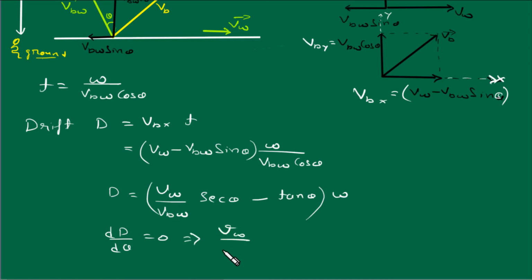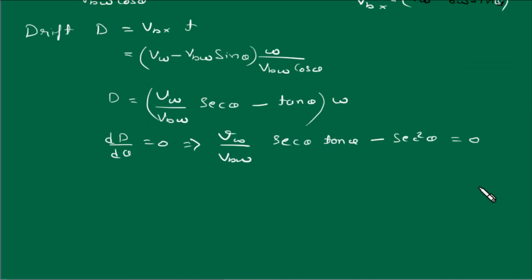So let's differentiate, and we will get VW divided by VBW, sec theta. What is the differentiation of sec theta? Sec theta differentiation is sec theta into tan theta. So sec theta into tan theta. And what is the differentiation of tan theta? That is sec square theta, is equal to 0, right? Now let's solve this fast. What are we getting here? One sec theta is cancelled, and this is sin theta by cos theta, and here also one sec theta is there, so 1 by cos theta.